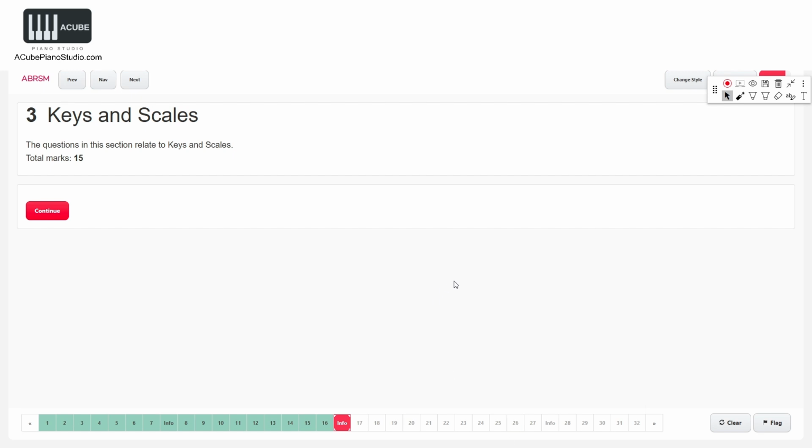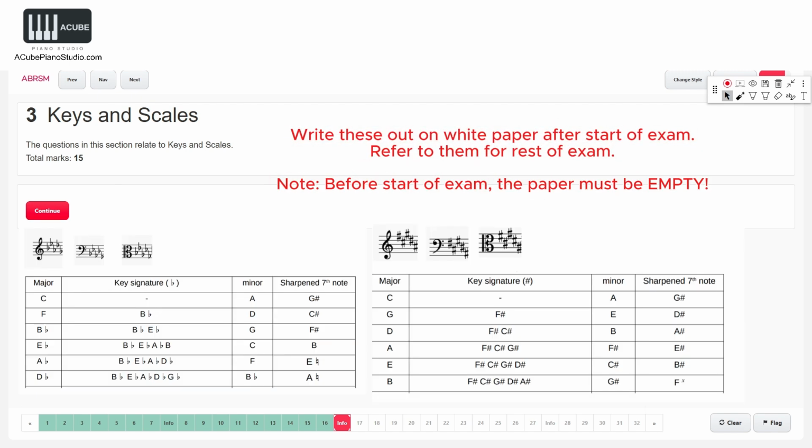Alright, now that we have completed the second section on pitch, next let's go on to keys and scales. What I always recommend to students is to write out the key signature chart as well as the key signature. For grade 4, you are expected to know major and minor keys up to 5 sharps and 5 flats. So write it out, then write the key signature for your treble clef, bass clef, and alto clef with 5 flats and 5 sharps. Then you can just refer to it for the rest of the exam. You don't need to keep writing it. Alright, so now let's go.